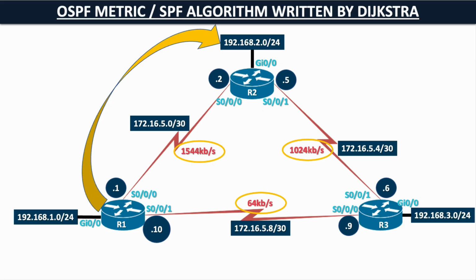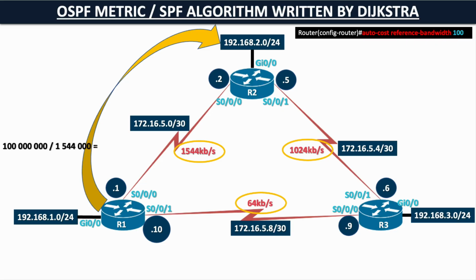We will start by calculating the cost of the link between router 1 and 2. Since it is a 1544 kilobit link and the default reference bandwidth is set to 100 megabits, the calculation would be 100,000 divided by 1,544,000. This gives us a cost of 64 for the link between the 2 routers.